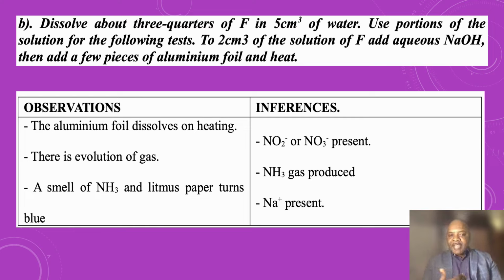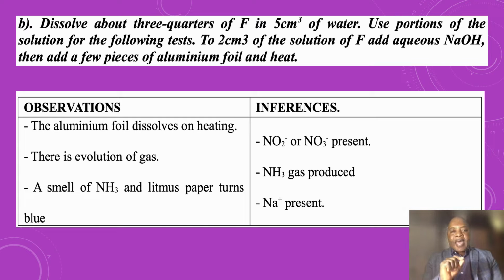Now, after I did that, I observed, following what I told you, the aluminum foil on heating dissolves. I opened the section of the booklet and looked at the inferences. Which one tallies with my observation? So you have to state it down. On heating, aluminum foil dissolves. I told you, always observe whether a gas is evolved or not. So there is evolution of a gas.